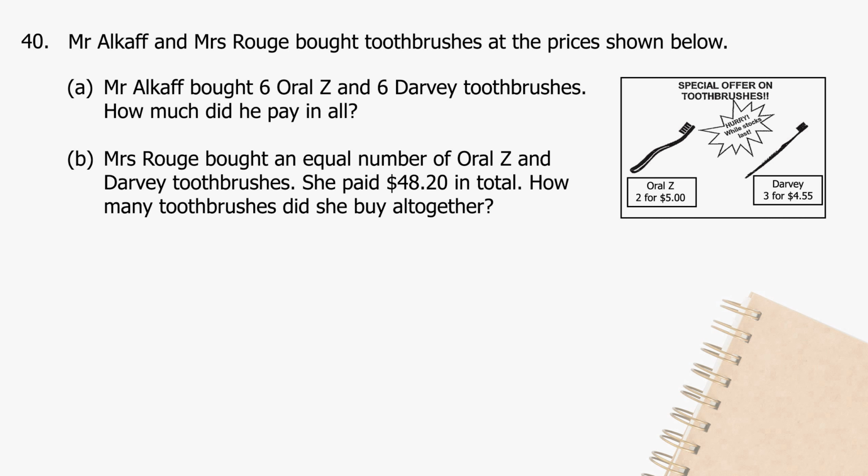Question 40. Mr. Alcoff and Mrs. Rouge bought toothbrushes at the prices shown below. A. Mr. Alcoff bought 6 Oral Z and 6 Davy toothbrushes. How much did he pay in all? B. Mrs. Rouge bought an equal number of Oral Z and Davy toothbrushes. She paid $48.20 in total. How many toothbrushes did she buy altogether?